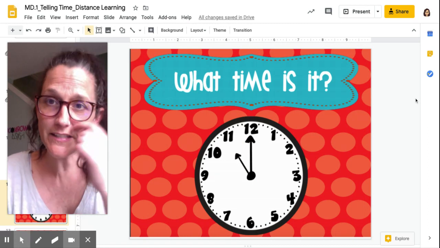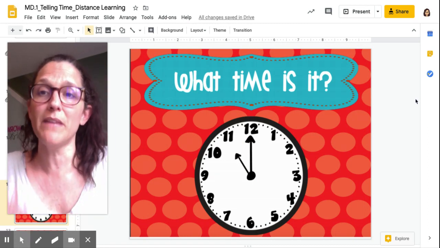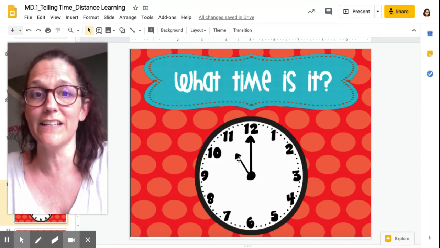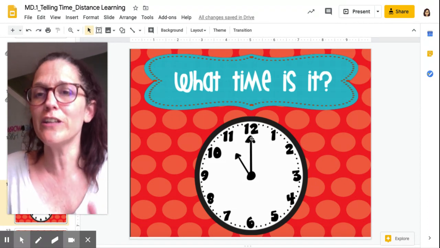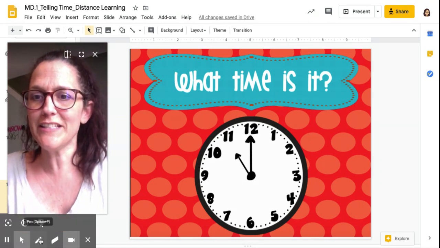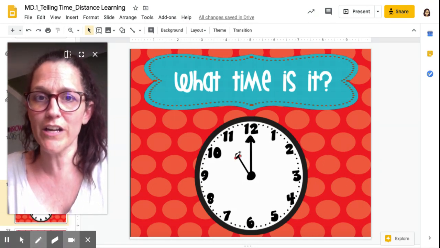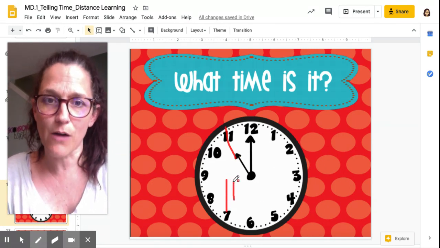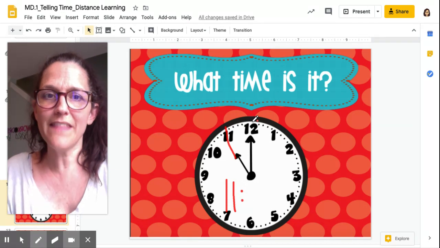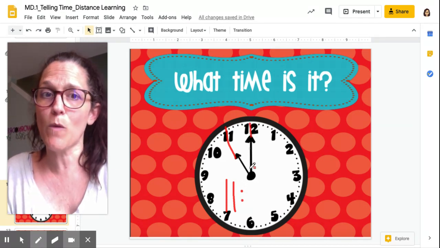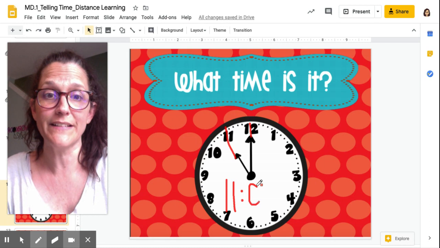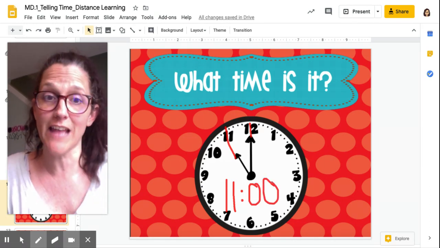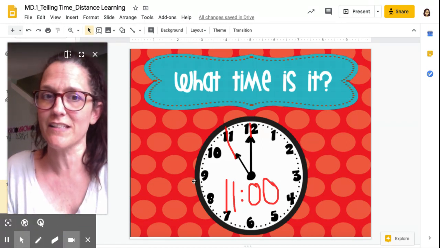Now let's focus on telling time to the hour with the minute and hour hand. Anytime that the minute hand is on the 12, you're going to write that as 00. So let's go ahead and write the hour. We're going to figure out, right there on the 11, so we know that the hour is 11. And then we see that the minute hand is on the 12. We know that we write 00 when the minute hand is on the 12. So that means that it's 11 o'clock on this clock.